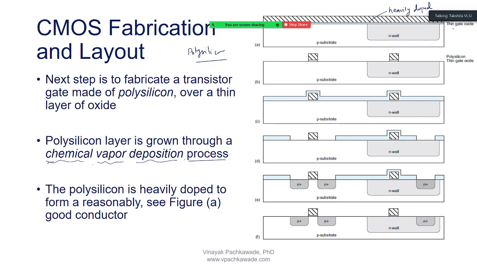Which oxide? This thin gate oxide? This is just to isolate our polysilicon from the remaining portion of the wafer, from the substrate and the N-well. Is that gate oxide an insulator? Yes, oxide is an insulator, yes.